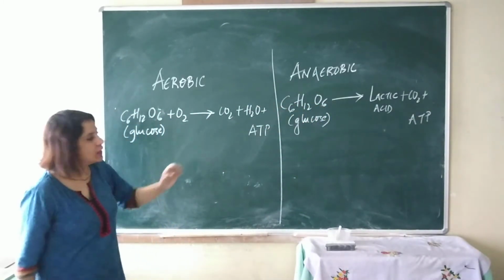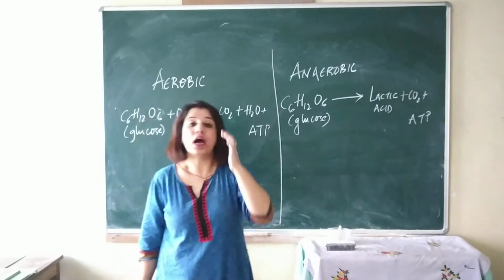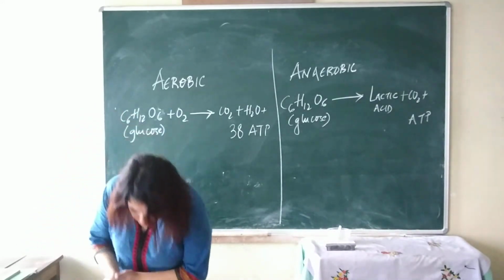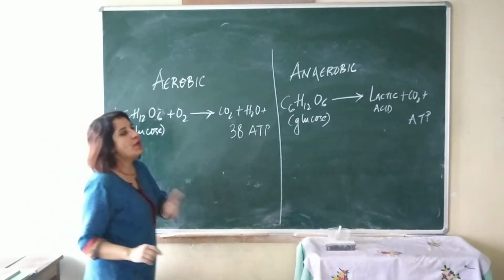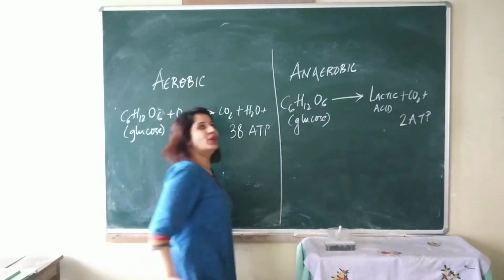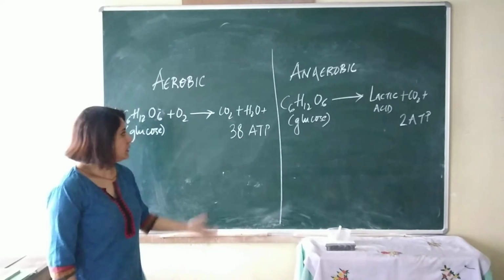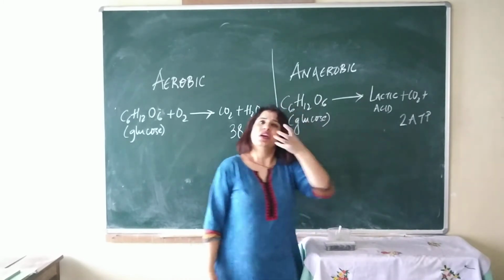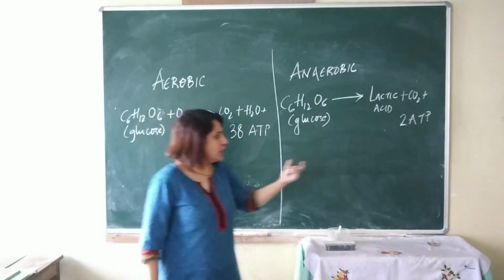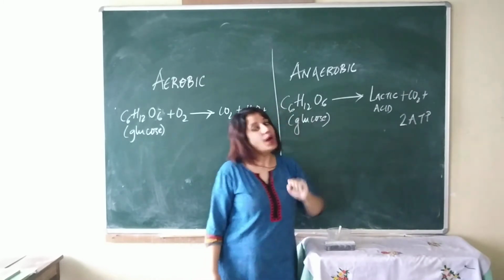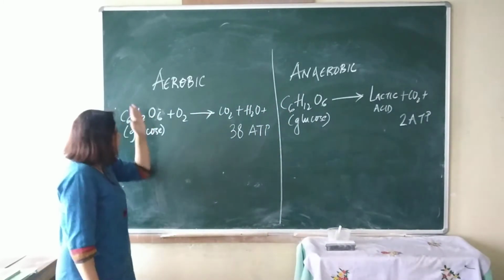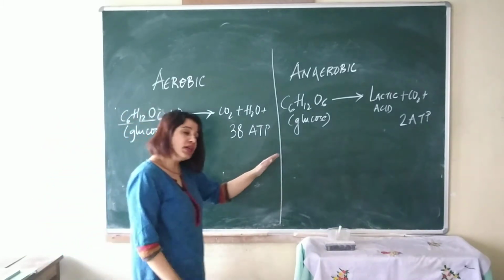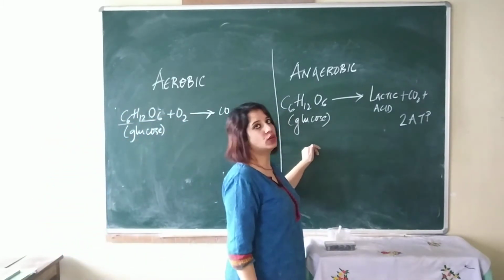Okay. Now see here, how many molecules of ATP are produced? 38 molecules of ATP are produced, whereas here only 2 molecules of ATP are produced. See the amount when oxygen is present, 38 molecules are produced. But in the absence of oxygen, since our body requires more energy, only 2 ATP molecules are produced. Here glucose is completely broken down into carbon dioxide and water. Here there is incomplete breakdown of glucose.